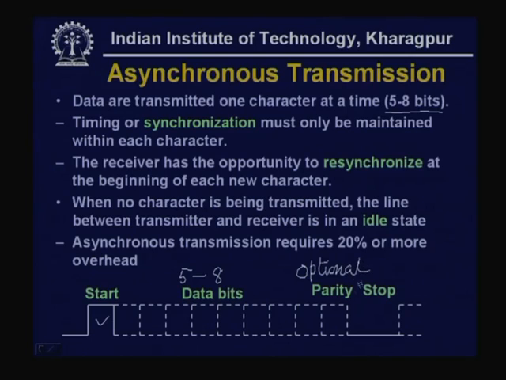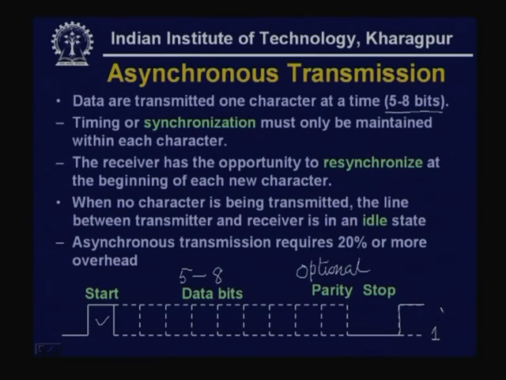If error detection is required, a parity bit is used, and it is followed by the stop bit. So the synchronization is restricted within this character, and that is done with the help of start and stop bits. Immediately after the stop bit, either another start bit can start, in which case it will become 1, or it can remain 0.